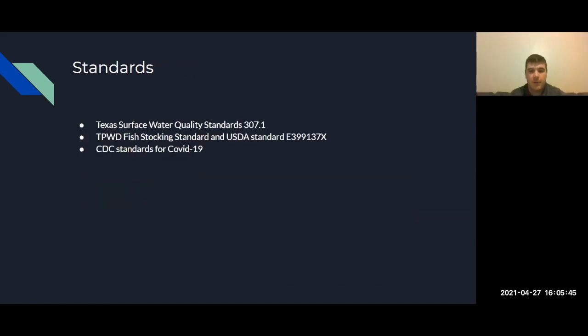Standards that we found that will have an effect on this operation is the Texas Surface Water Quality Standards 307.1. Then for the stocking of the fish, we had to take into account the Texas Park and Wildlife Fish Stocking Standard and the USD Standard E399137X. And we also had to take into accountability the CDC standards for COVID-19, which will affect the business operation. Then we'll pass it back to Kyle for the regulations.